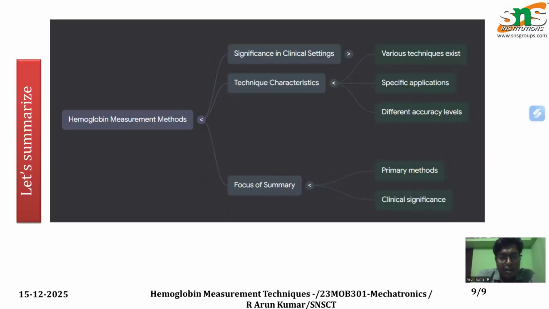Let's summarize. Hemoglobin measurement techniques have significant clinical uses and distinct technical characteristics. The various techniques exhibit specific applications and different accuracy levels, and we have summarized the primary methods and their clinical significance. These are the techniques we use for hemoglobin measurement. Thank you.